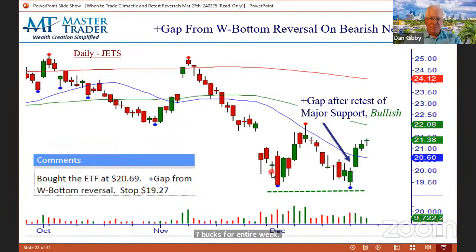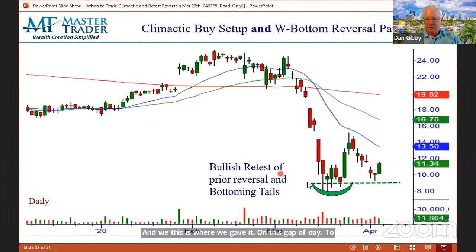Same but different. Is this a climactic buy setup the way we've been showing you, with the fluid move bars down? No, it's a mess. And it bounced. But I have a retest here. This was JITS. This is where we gave it, on this gap up day, to our ETF subscribers. We have three advisory letters. Is this a tradable climo the way we've talked about today? Yes, but I wouldn't do it unless it took out this red bar, which it did. But now I have a retest of major support with a big board.